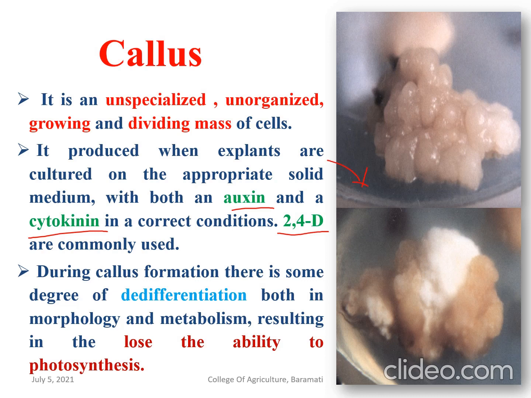So during callus formation, some degree of dedifferentiation occurs. Dedifferentiation is what? Whenever we culture any plant tissue part in a culture media, that mature plant part goes into the meristematic state and starts dividing. That process is known as dedifferentiation, where mature plant parts become immature. They get converted into an immature form of cells, both in morphology and metabolism, resulting in the loss of ability to photosynthesize. That's why this mass of callus looks pale white or creamy in color.